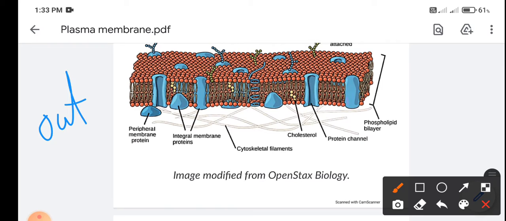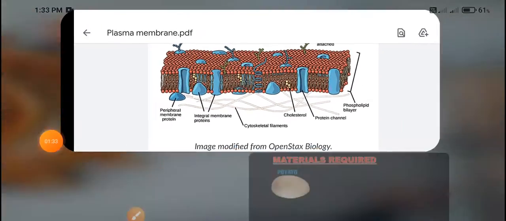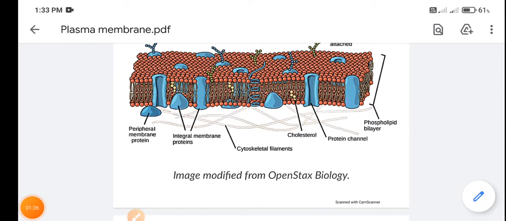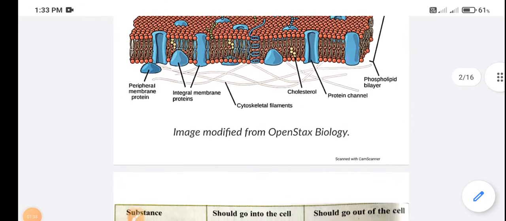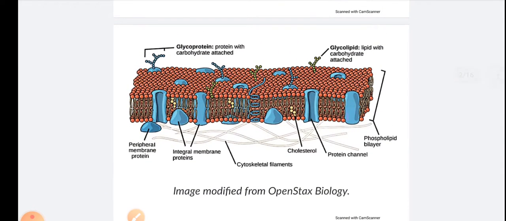The plasma membrane separates the cytoplasm from the external environment. It acts like a security guard for the cell. It only allows the useful substances.